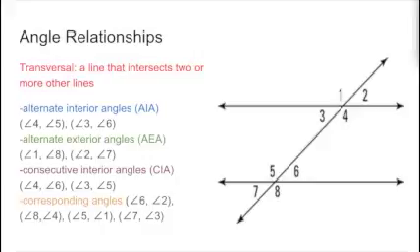The pairs of consecutive interior angles are angles 4 and 6 and angles 3 and 5. The pairs of corresponding angles are angles 6 and 2, angles 8 and 4, angles 5 and 1, and angles 7 and 3. Now the importance of these angles is fairly simple.